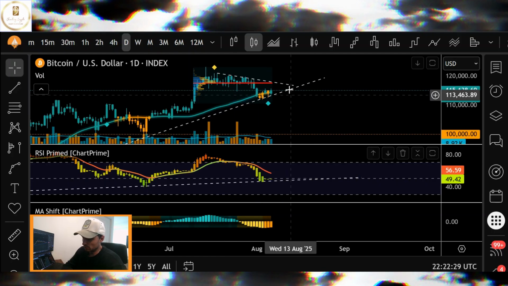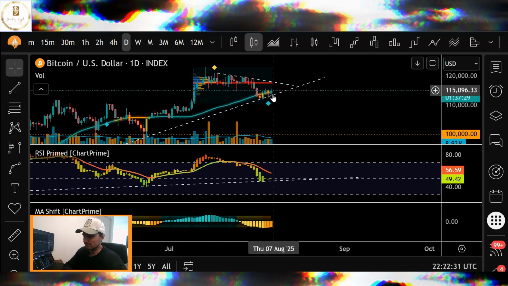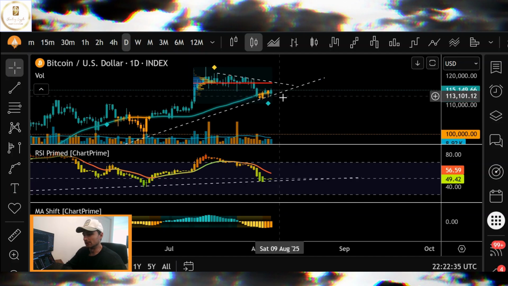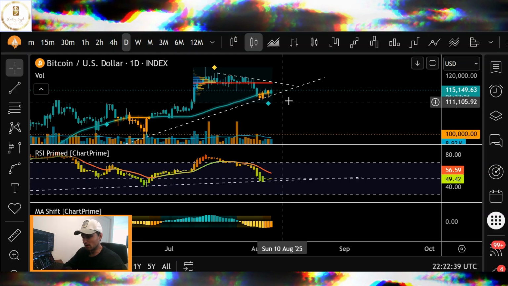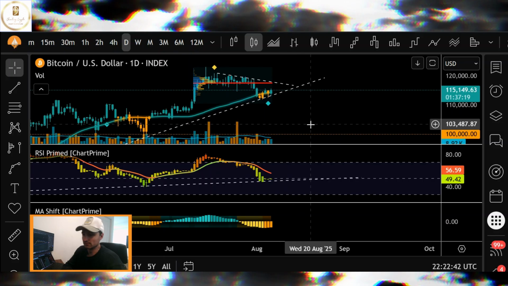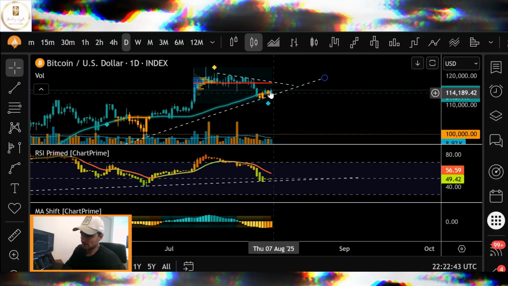Okay, so it's setting up in the bull favor, but you have to be very cautious of this trend line. If we break back below 115, we're going to dump to 110. And if we dump to 110, it's probably going to want to trigger a further sell-off towards 100K.